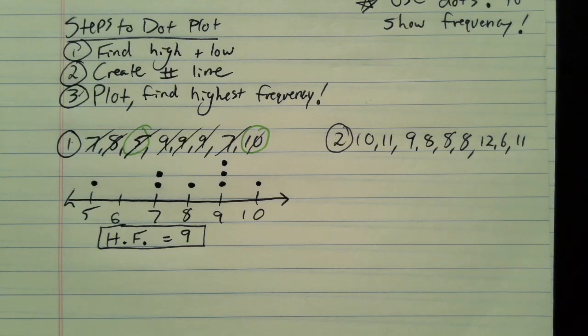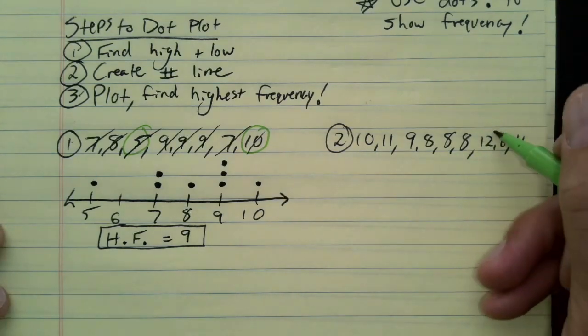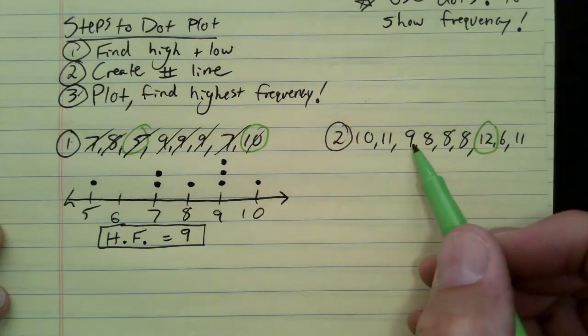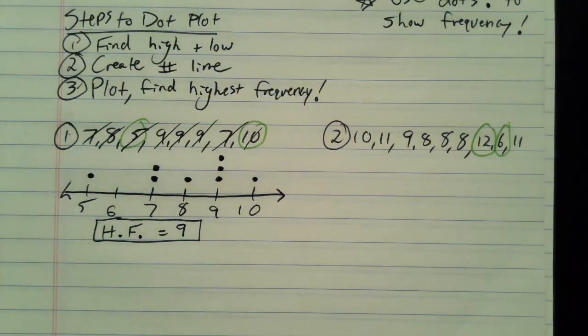Where's your highest number here? Let's find your high and your low. Well, we know that our high, large number, there it is, 12. And find your low. We have an 8. 6 is the lowest. Perfect. So 12 and 6. Those are our highs and our lows.